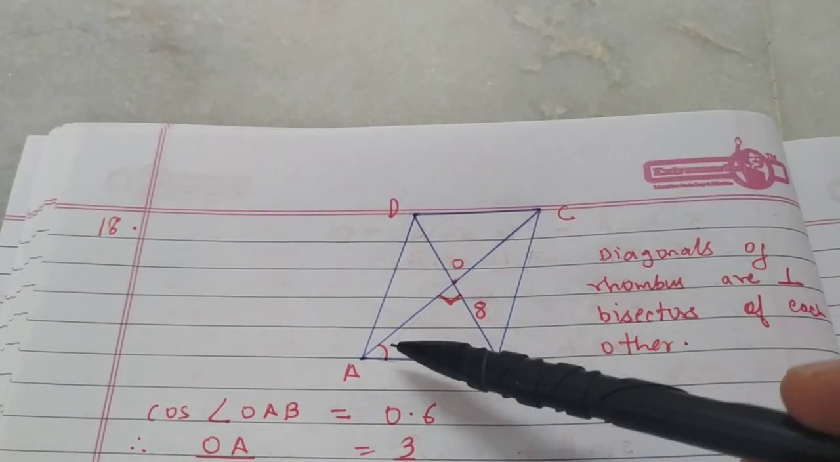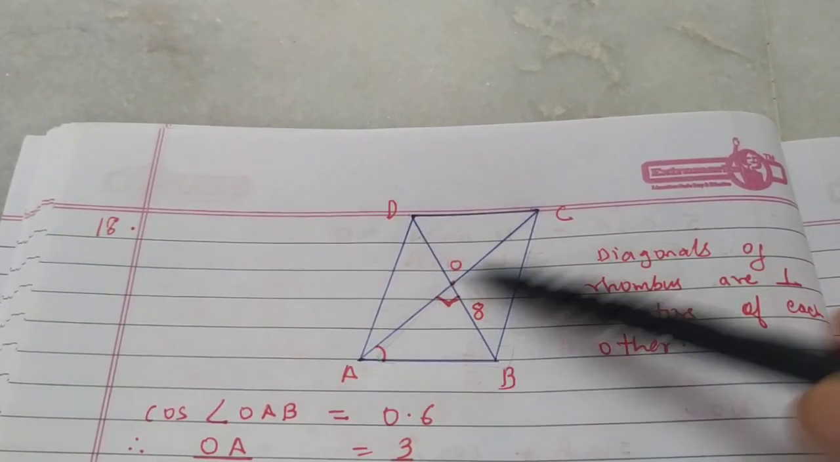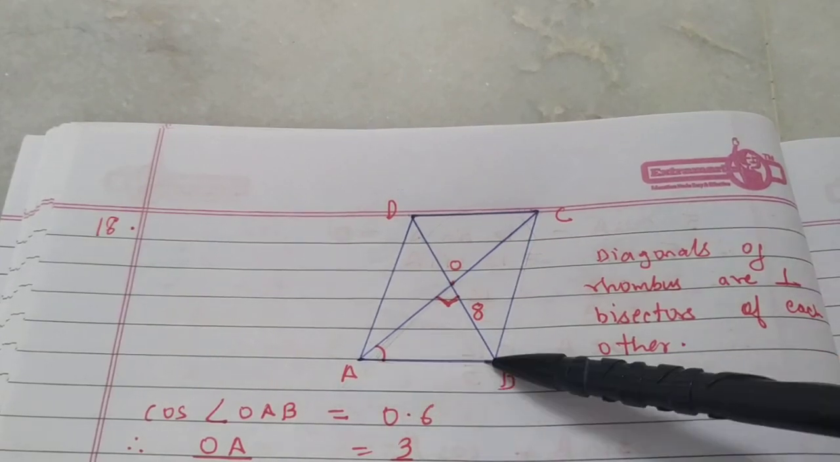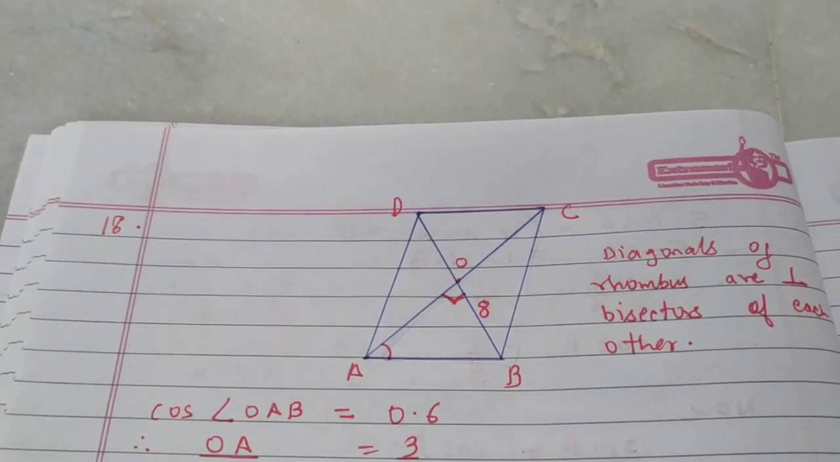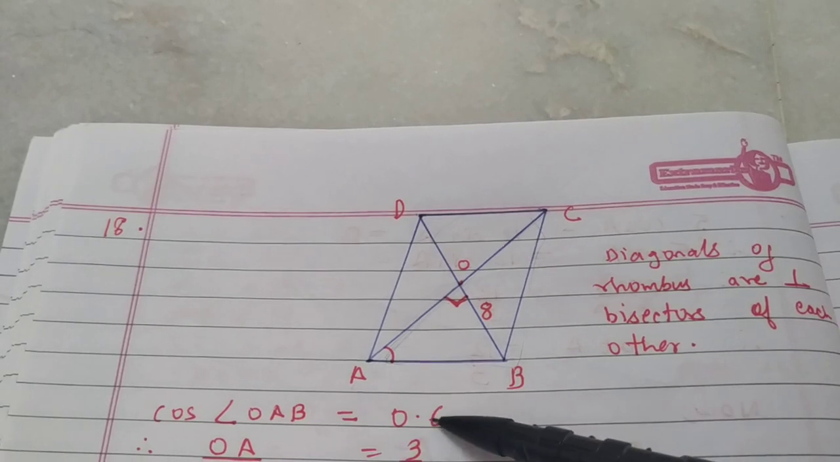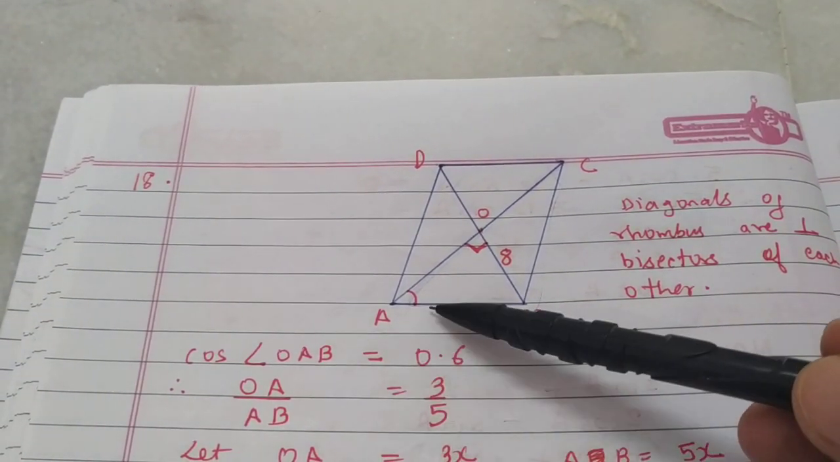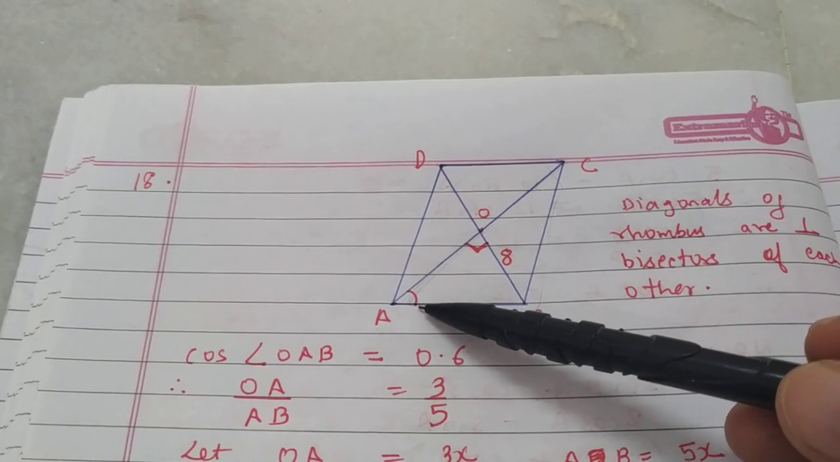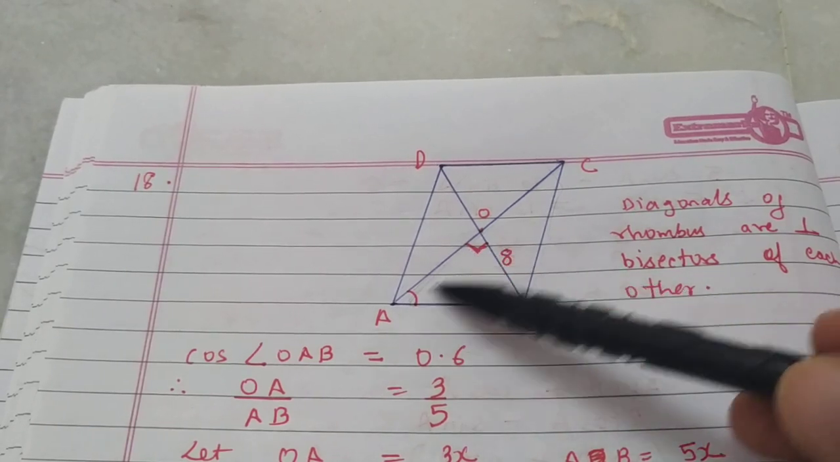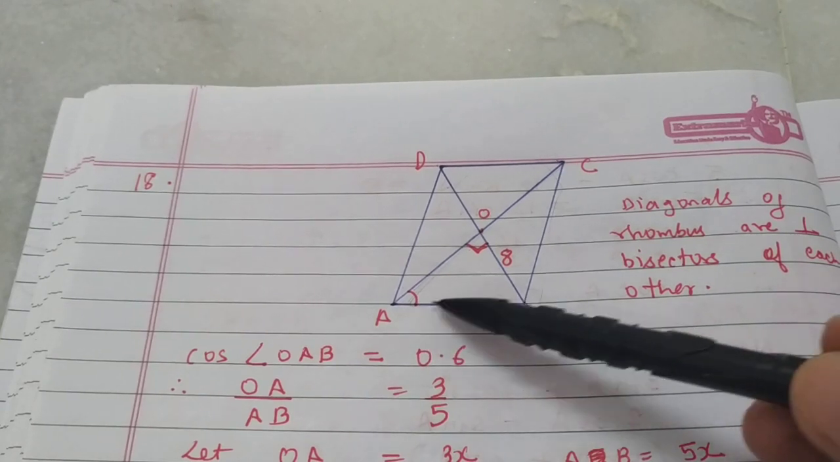So we still have to find AC and of course the sides of the rhombus. So our mission is to find OA, because double of that will be AC, and to find AB, which is the side of the rhombus. When they say cos is 0.6, 0.6 means 6 upon 10, that is 3 upon 5 on further reduction. And cos is always adjacent upon hypotenuse, that is OA upon AB. Yes, AB is a hypotenuse.